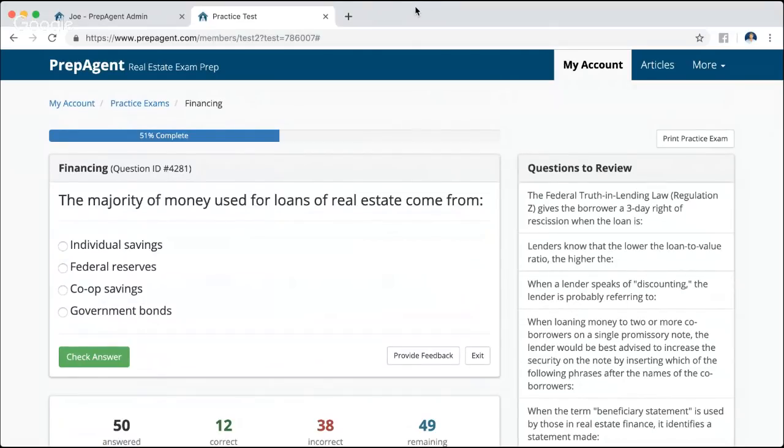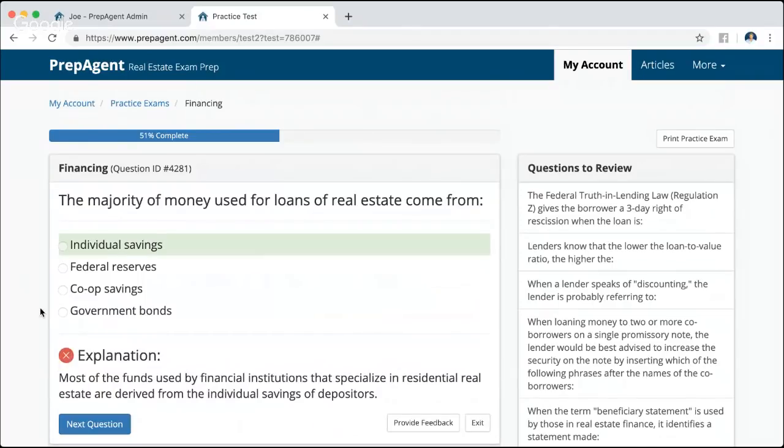The majority of money used for loans for real estate comes from A, individual savings, B, Federal Reserves, C, co-op savings, or D, government bonds. Okay, the answer is individual savings, when you deposit money in your bank account.